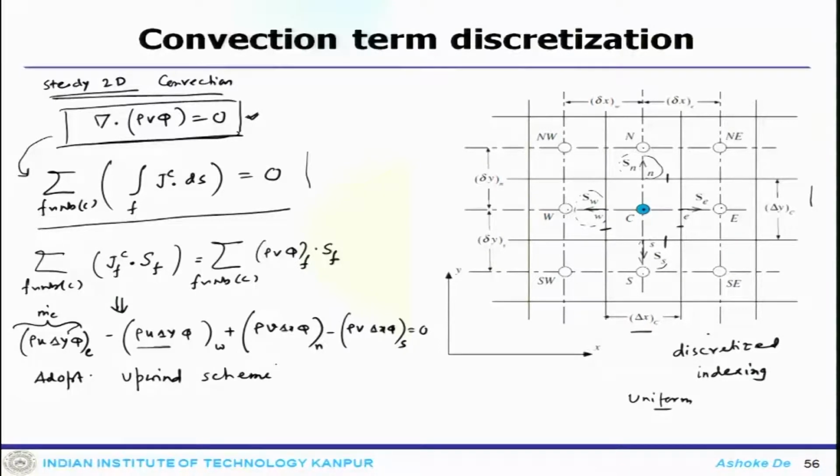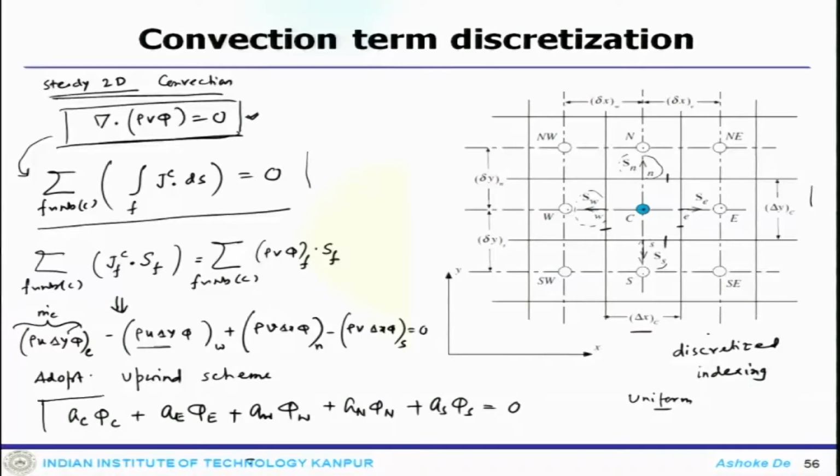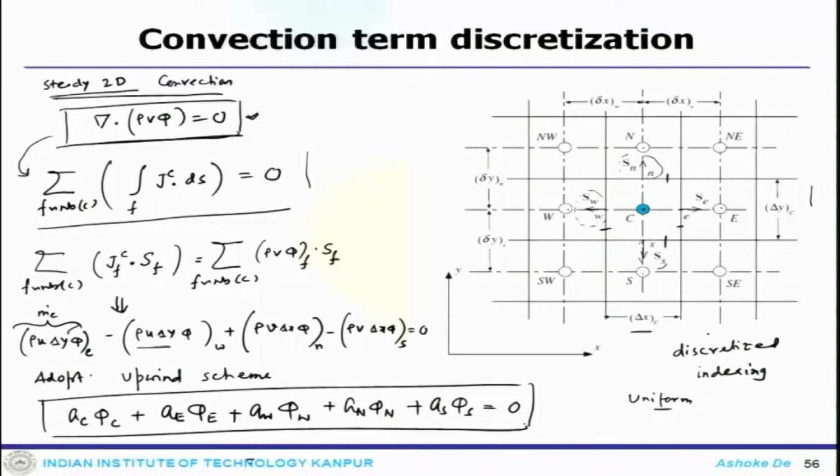Then, treating the flow to be locally one dimensional, the discretized system is AC phi C plus AE phi E plus AW phi W plus AN phi N plus AS phi S equals 0. So, in short, that is what you get for a two dimensional system.